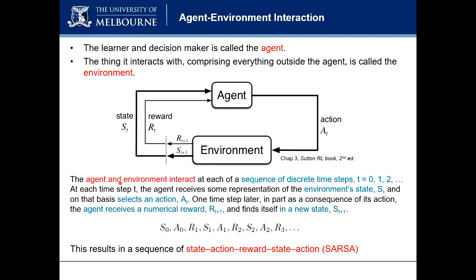So then let's look at this. Formulation-wise, let us make the agent and environment interact in a sequence of discrete time steps. So we discretize the time, or the interaction is in an iterative sequential manner. And at each time step t, the agent receives some representation of the environment state S_t, and on the basis of the selected action, one time step later, as a consequence of the action, the agent receives a numerical reward R_{t+1}.